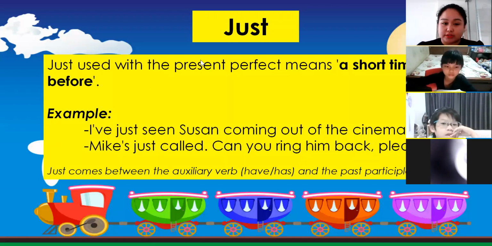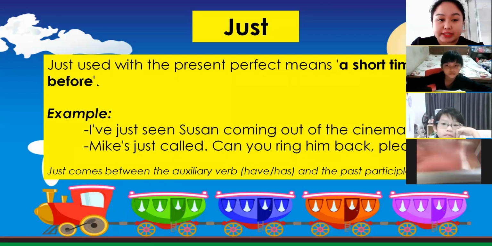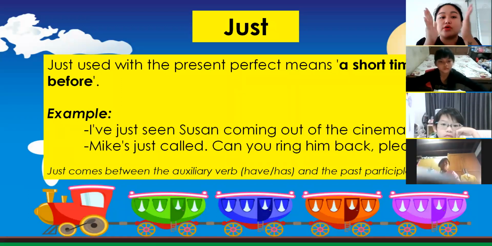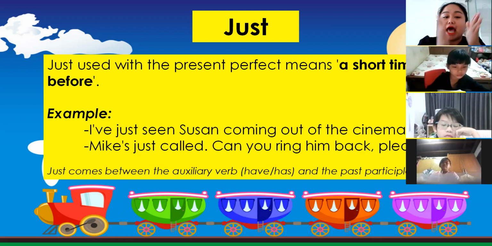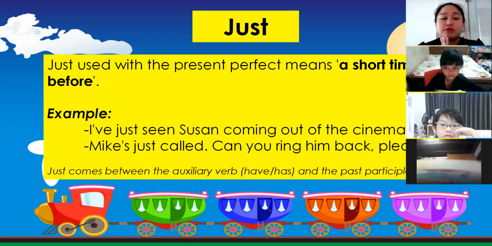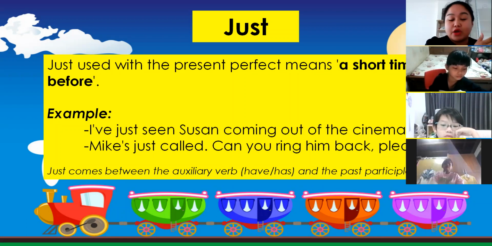Mike just called. Can you ring him back, please? Oh, look at this one, the placing of just. Just comes between the auxiliary verb to have and the past participle. Just like already, it is also placed between our auxiliary verb and our past participle. Please do not be confused with just and already.